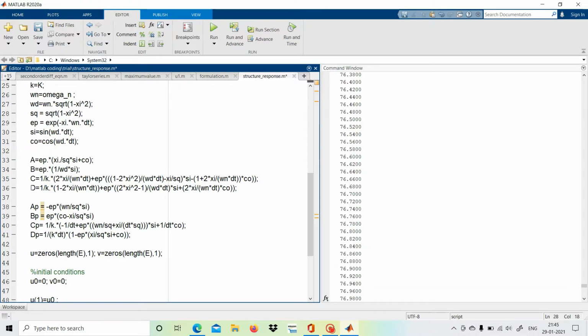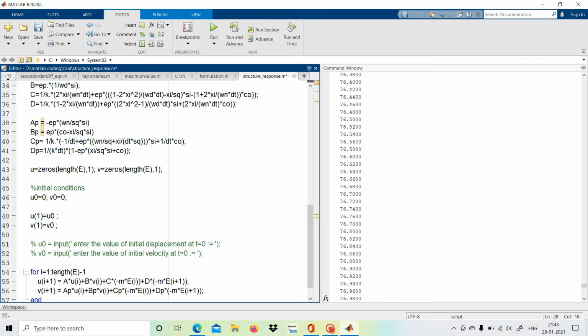A prime, B prime, C prime, and D prime. We have seen all these values from the last slide, and these values are known to us. U is nothing but zeros of length of e comma 1, a column vector, and v, that is the velocity, is also the same. The initial condition is given that the initial displacement is 0 and the initial velocity is 0, or we can consider, suppose, the initial velocity as 1. Let's see, so it may be 1.